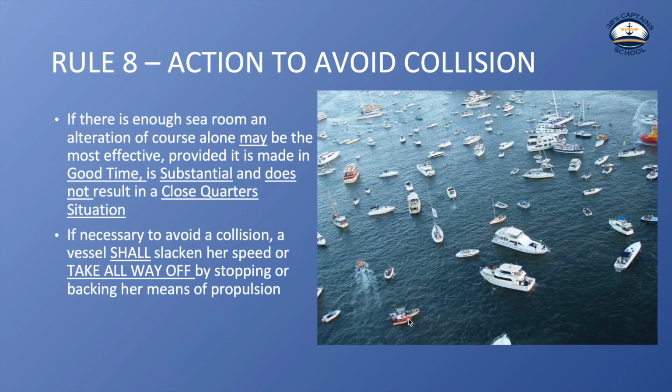If necessary to avoid a collision, a vessel shall slacken her speed or take all way off by stopping or backing her means of propulsion. So take all way off means you stop the vessel's forward motion. You got to back down hard enough so that you've stopped all your forward motion.